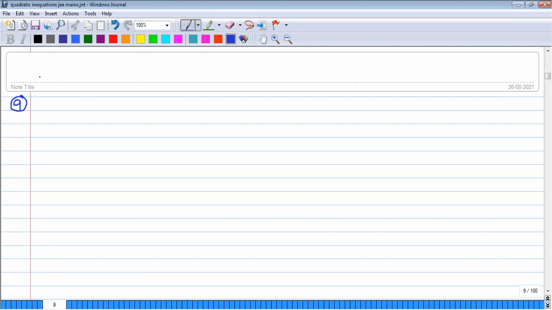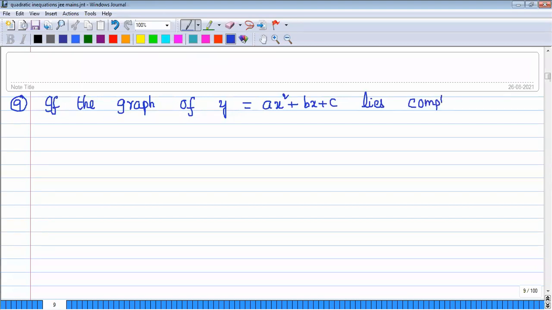So now the ninth one. If the graph of y equal to ax square plus bx plus c lies completely above the x-axis, then... First let me complete the question, then I'll go to the 8th page. So this is a graph based question.